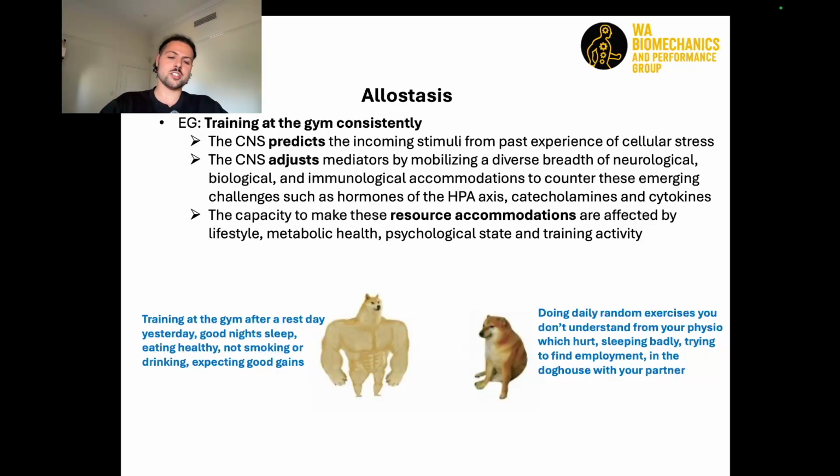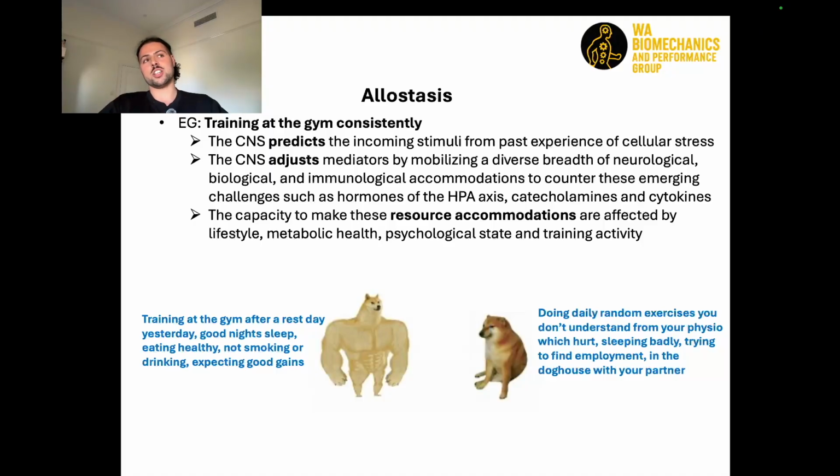So we've got Big Doggo, who trains at the gym after a rest day. He had a rest day yesterday, he had a good night's sleep, he eats healthy, not smoking or drinking. He's expecting good gains. He knows this bicep curl is going to be very beneficial. It's going to probably give him some hypertrophy.